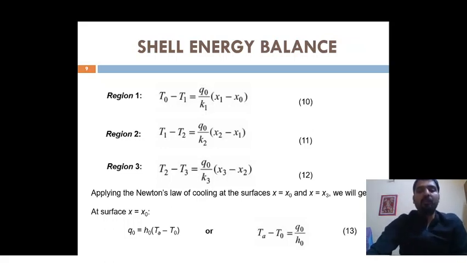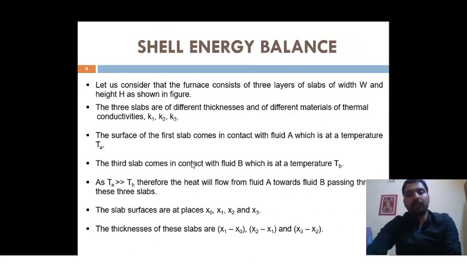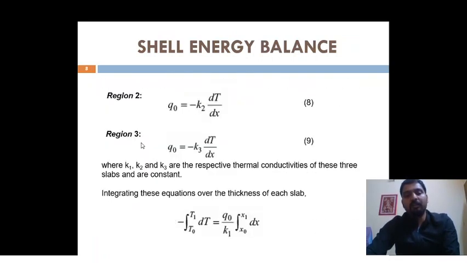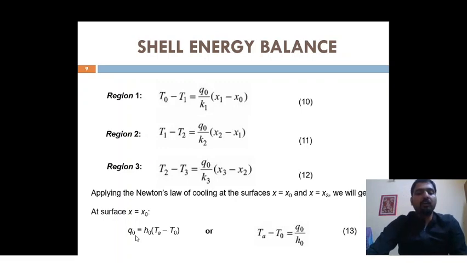So we have to apply Newton's law of cooling at the surface at x equal to x0 and x equal to x3. At the surface x equal to x0, q0 is equal to h0 into (Ta minus T0). As shown in the figure, the temperature difference is there. Ta is the temperature of fluid A and T0 is the surface temperature. So Newton's law of cooling is valid in this case, and we get q equal to h0 into delta T, where delta T is Ta minus T0.